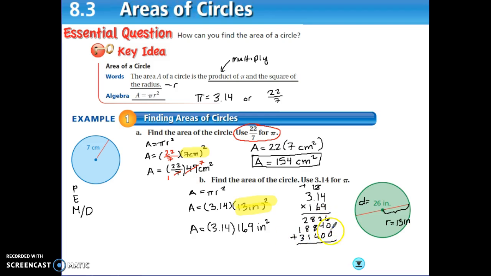And now we add. 6 plus 0 plus 0 is 6, 2 plus 4 plus 0 is 6, 8 plus 8 is 16, plus 4 is 20, 2 plus 2 is 4, plus 8 is 12, plus 1 more is 13, and 1 plus 1 is 2, plus 3 is 5. We count our decimals. I have 1, 2 in my 3.14 and none in the 169, so I move 1, 2 to get 530.66. So we have found that the area of this circle is 530.66 square inches.